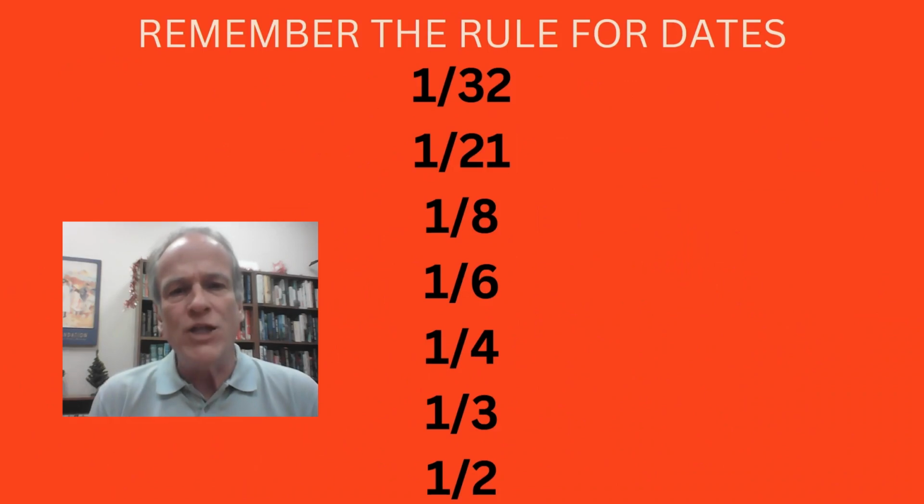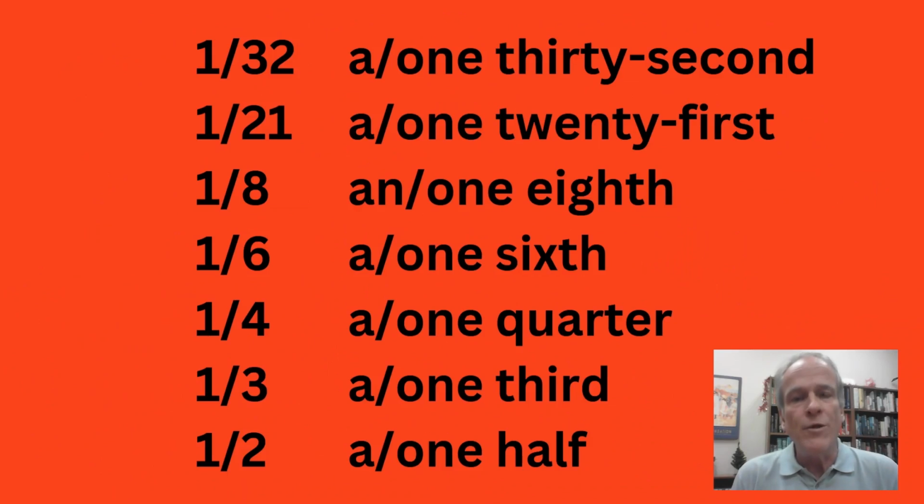Now, for reading fractions, remember the rule for dates. So if you're saying January 1st, January 2nd, January 3rd, 4th, 5th, 6th, 31st, right? So these same rules apply to fractions. So this is 1/32nd, or a 32nd, 1/21st, or a 21st, 1/8, or an 8th. 1/6, or a 6th, 1/4, or a quarter, 1/3, or a third, 1/2, or a half.